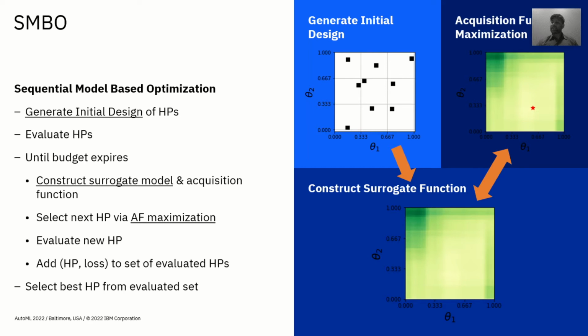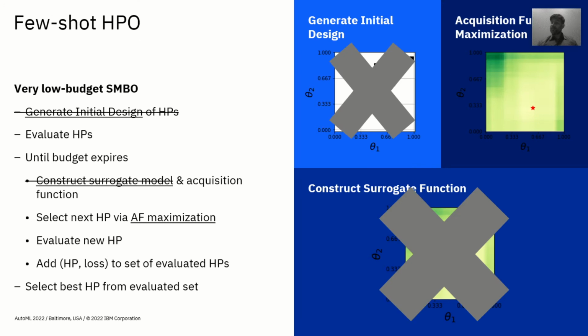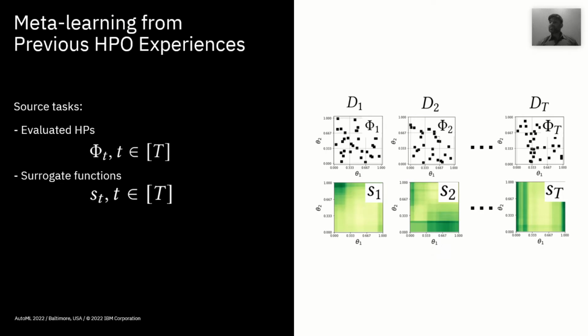This procedure can be computationally expensive for HPO problems with large models or datasets. Hence, in many situations, we need few-shot HPO, where we have a very low budget for SMBO. There is not enough budget for an adequately large initial design, or consequently a meaningfully informative surrogate function. One solution to such problems is to leverage previous HPO experience with different datasets via meta-learning.